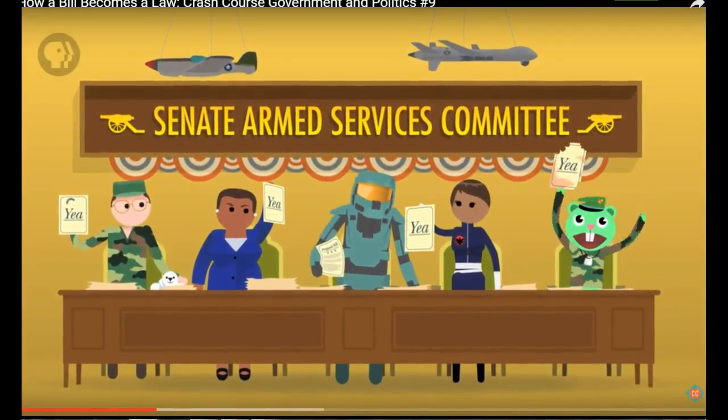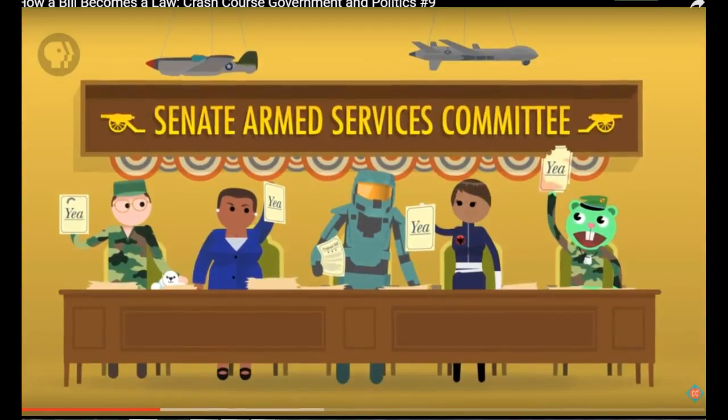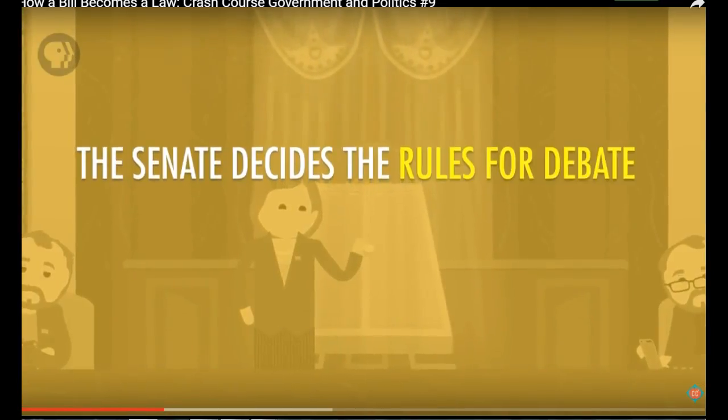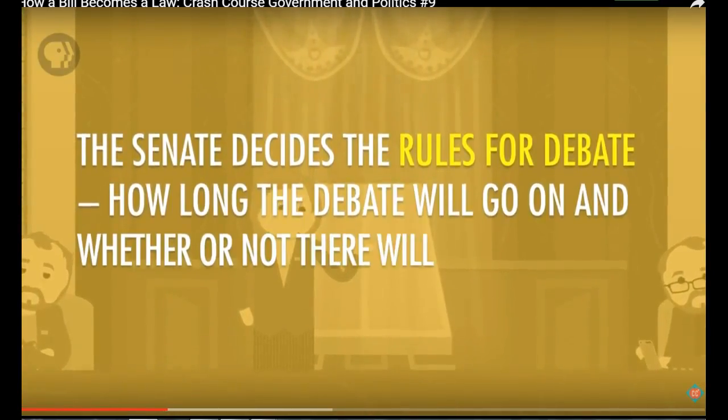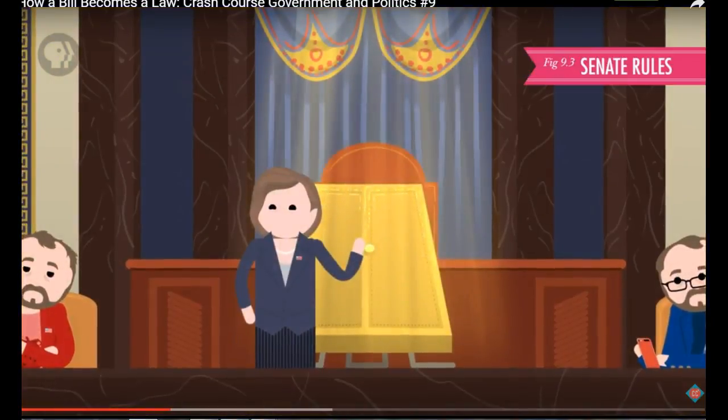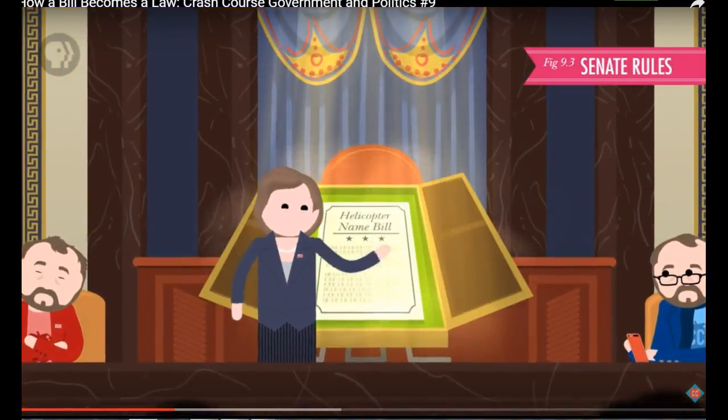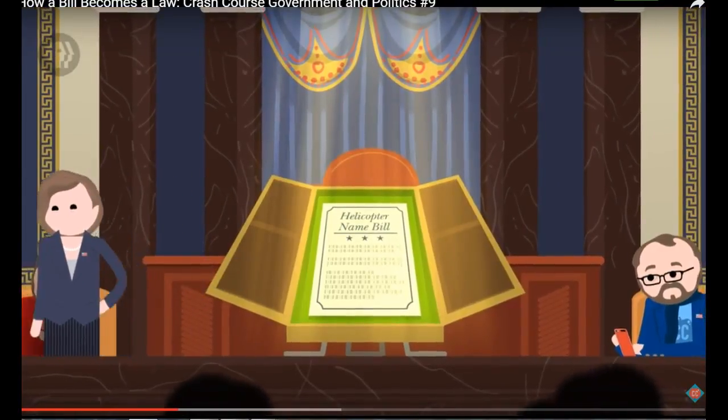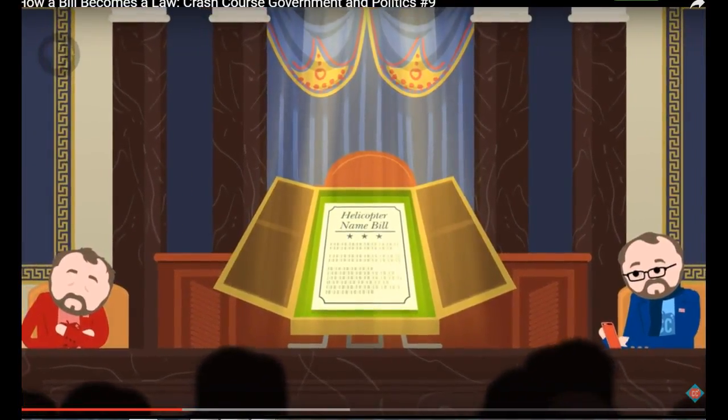If the markup wins a majority in the committee, it moves to the floor of the full Senate for consideration. The Senate decides the rules for debate, how long the debate will go on, and whether or not there will be amendments. An open rule allows for amendments, and a closed rule does not. Open rules make it much less likely for bills to pass because opponents of the bill can add clauses that will make it hard for the bill's proponents to vote for.